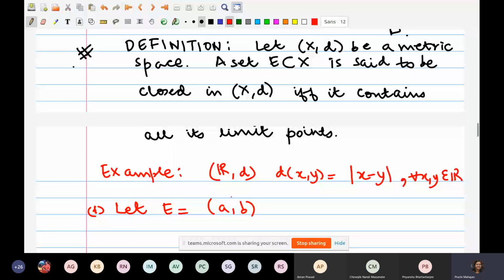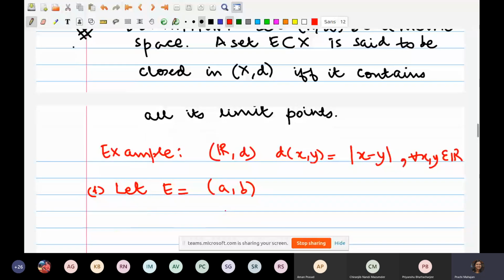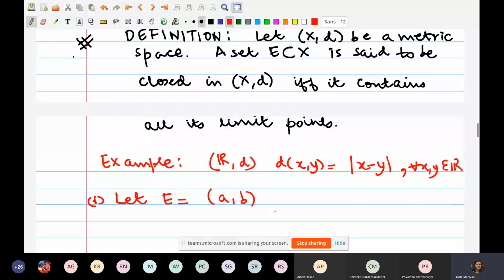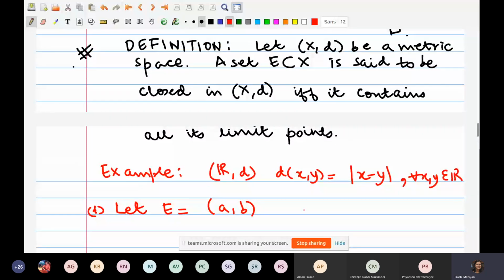If you remember, last time we discussed this when we were discussing examples on limit points, and we all agreed that the endpoints a and b are in fact limit points of this set. Now, clearly, this set does not contain the limit points a and b, and hence, in the sense of the definition above, E is not closed in the Euclidean space R. Is that okay?